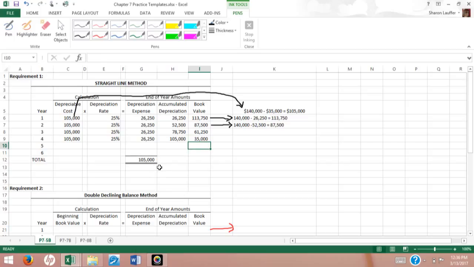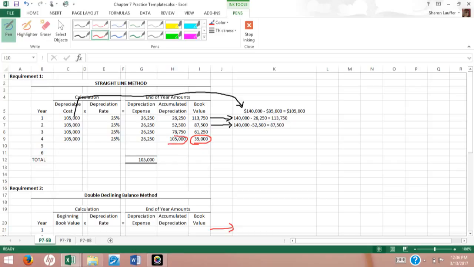Now just a couple things to point out on straight line depreciation. Depreciation expense amounts are the same every year. At the end, your book value should equal your residual value. So if you remember, that's how much we think we're going to get out of this machine when we sell it. So that's the amount that we're not going to depreciate. So that should be our residual value that we're actually left with.